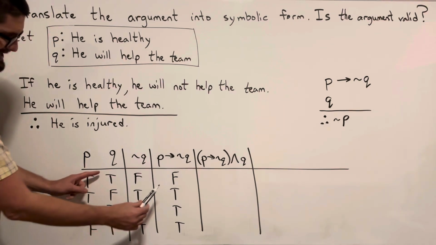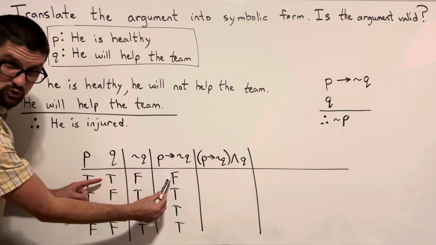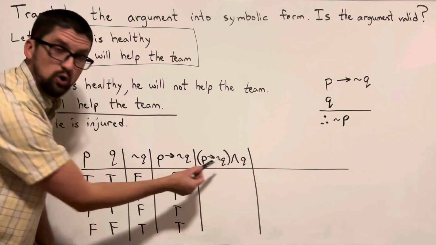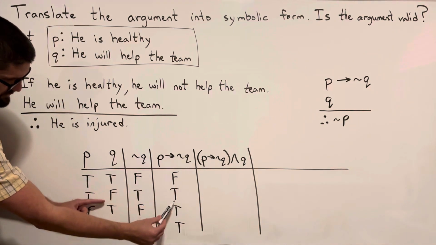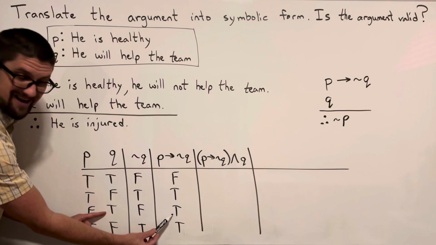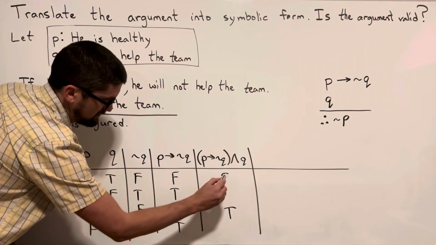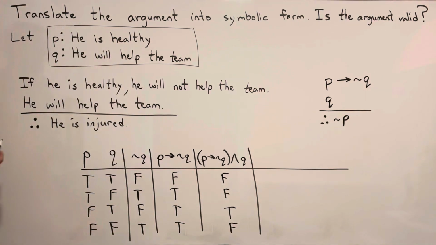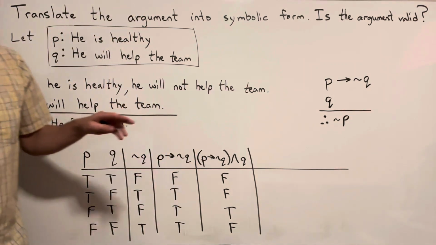All right, so I'm looking at these two columns right here, the if P then not Q column and the Q column. Now this one's only true if they're both true. So there is one scenario right here where they're both true. The rest of them will be false. All right, so I got the top piece of the argument ready to go.